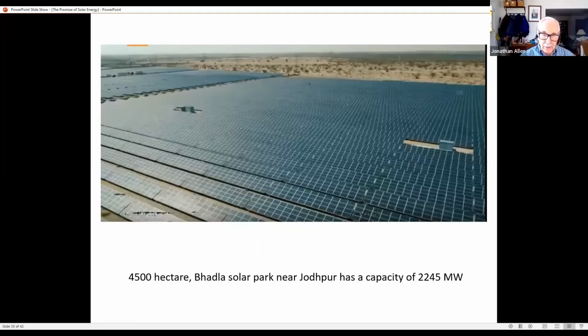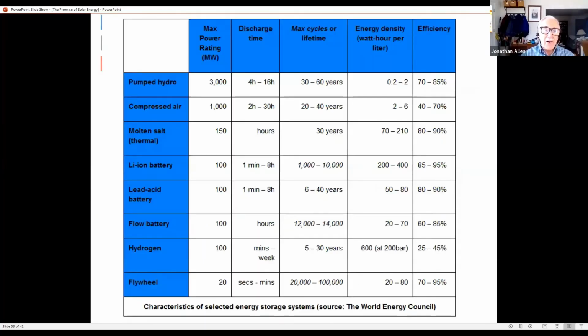Let's look at the main contenders here. We have a whole bunch of them listed here. And once again, this is a chart we might like to look at online, but they include pumped hydro, which is megawatt power levels. Discharge times can be order of hours. They last 30 to 60 years, and they are 70 to 85% efficient.